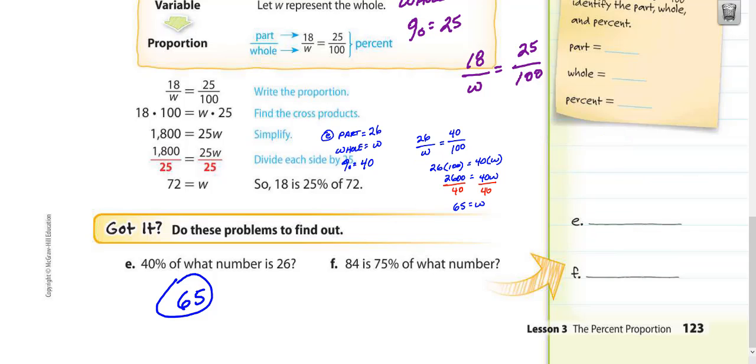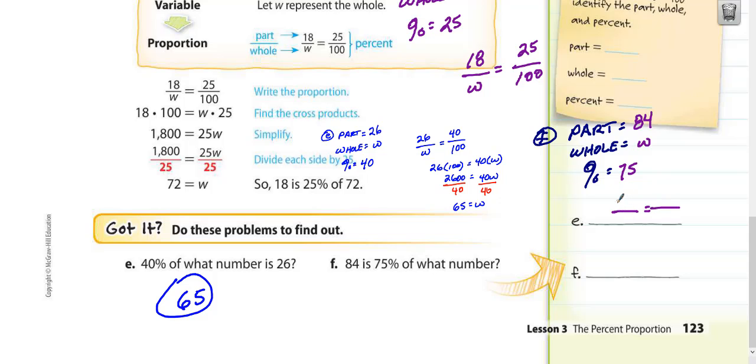Okay, I moved letter E out of the way. Let's go ahead and do letter F. So problem F right here. We have part, we have whole, and we have percent. 84 is 75% of what number? So we know that the 84 is the part, it's the piece, it's 75% of it. The whole is the unknown.